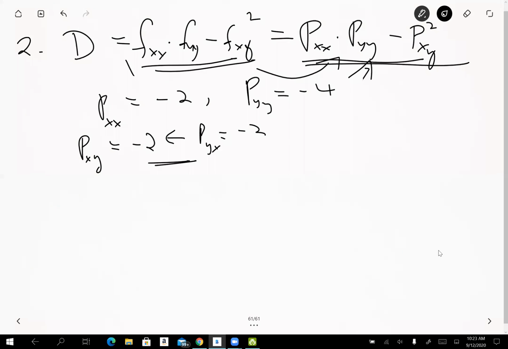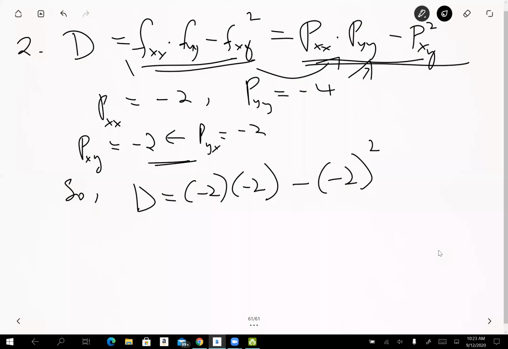So we do the test. Our D now will be equal to -2 multiplied by -2 minus -2 squared. -2 times -2 will be equal to 4, minus... -2 squared. No, pyy is not -2, what is pyy? pyy is -4. That was a mistake, because I got 0. We have done before that D equal to 0, so the test doesn't work.